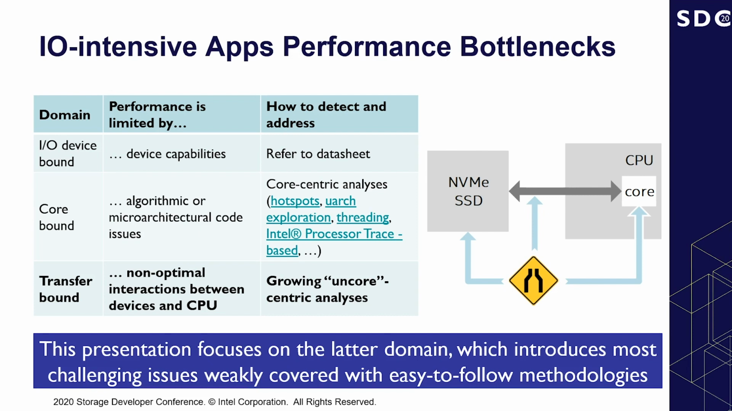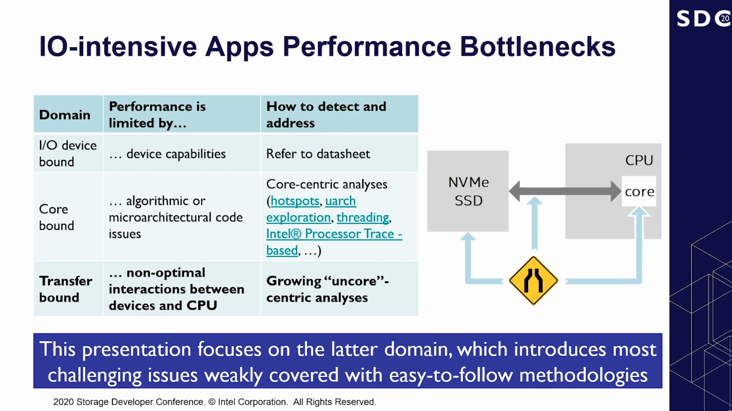The first domain is called I/O device bound. In this case, the performance is limited by device capabilities. This case is pretty trivial and can be addressed by checking the observed performance with the device datasheet.